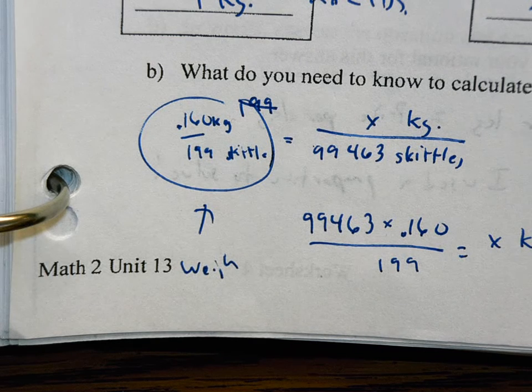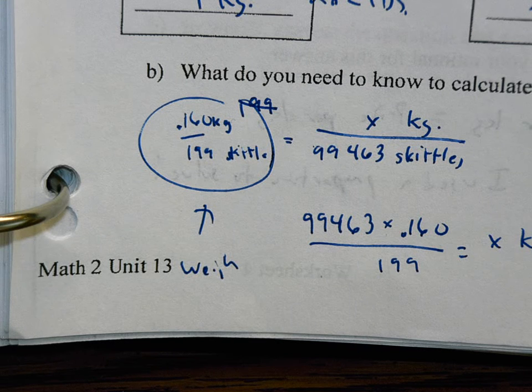Somebody asked me in my second period class, he said, does this include the weight of the barbell that is holding the 2 plates? No, it does not. We're just calculating the weight of the Skittles. We're not calculating the weight of the plastic pieces, and we're not calculating the weight of the barbell.